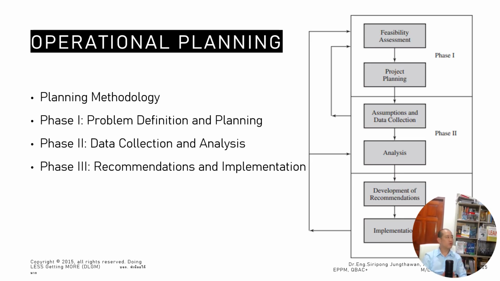So to review the operation planning, we have a three-phase planning methodology. The first phase is problem definition and planning, the next phase is data collection and analysis, and the third phase is recommendation and implementation. In the first phase, it consists of feasibility assessment and project planning. The second phase is assumption, data collection and analysis, and the third phase is development of recommendation and implementation.